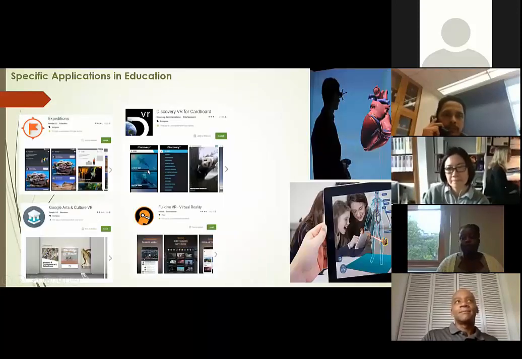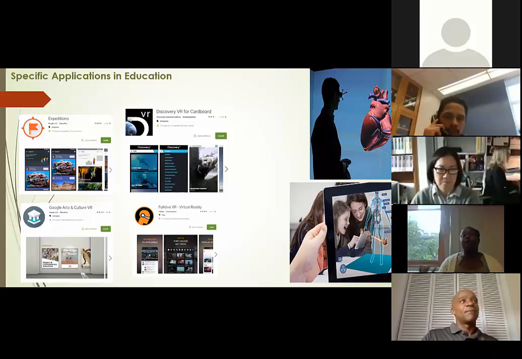So here are a couple of examples. These sites over here are just resources that are readily available, because one of the questions that comes up is, well, do I have to become a VR developer? It's going to be too complicated to do AR or VR in my class.